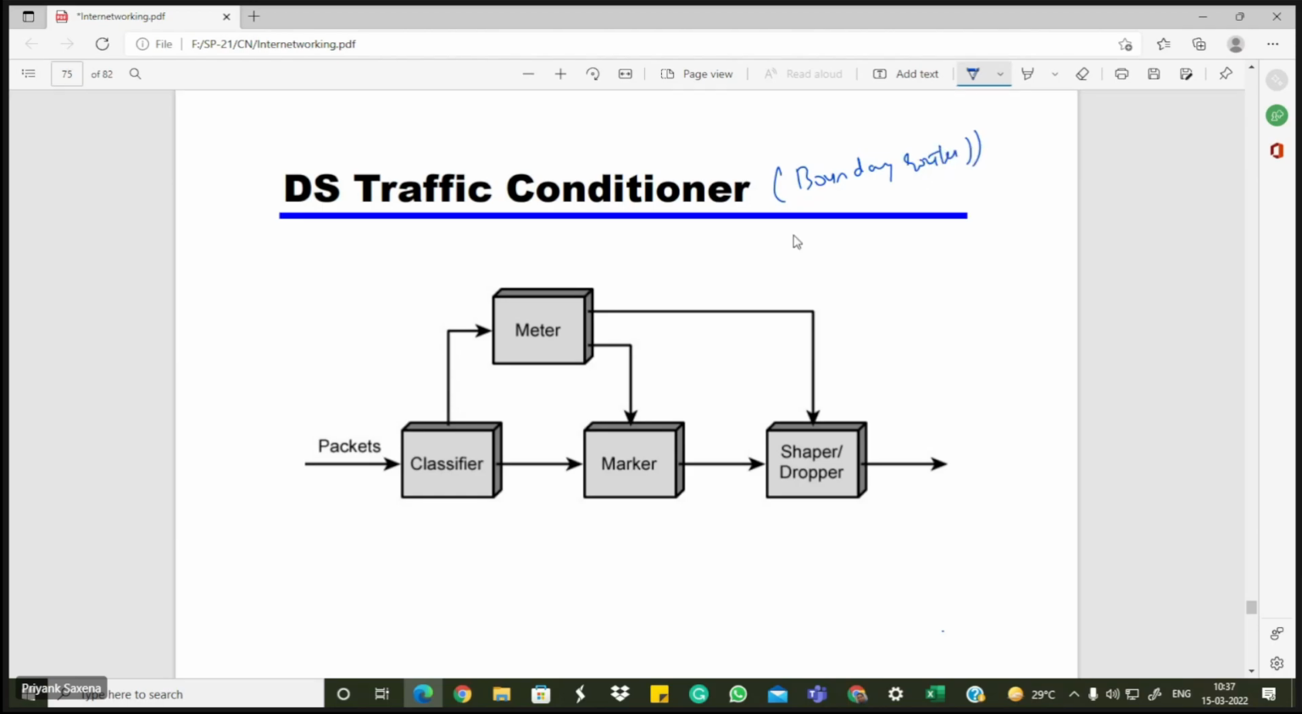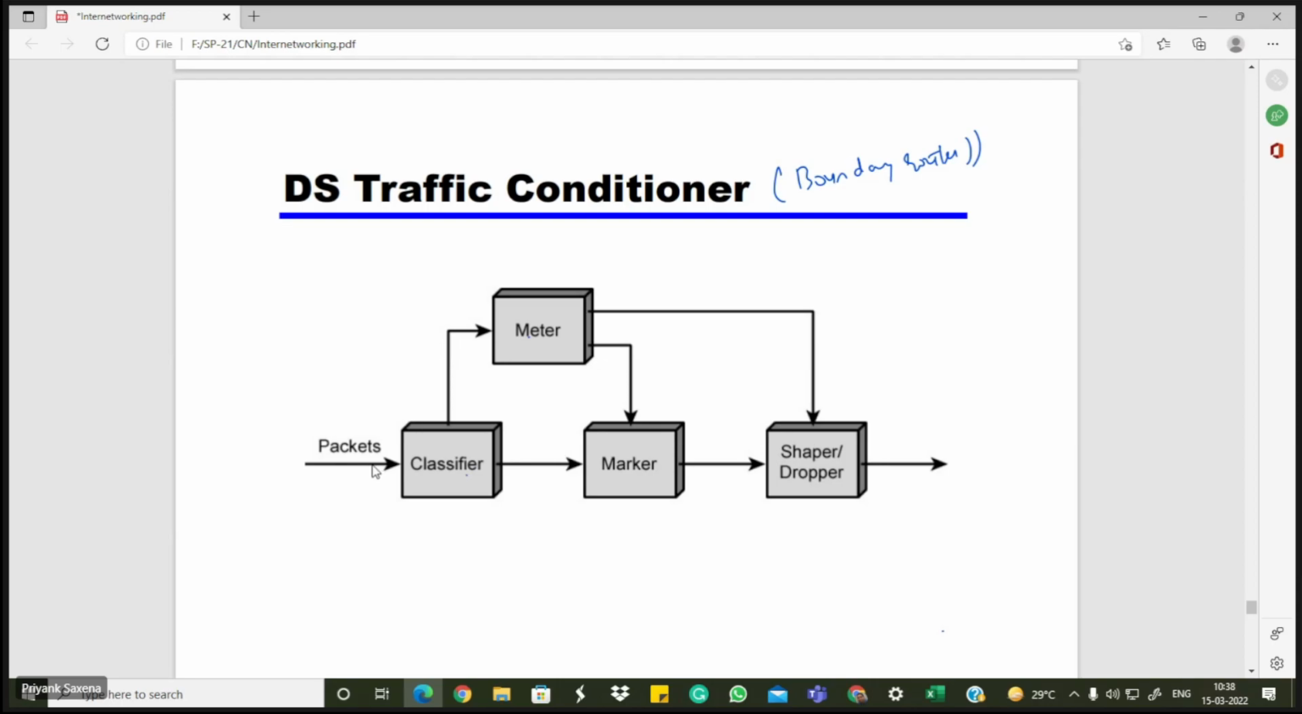As compared to this, the intermediate router simply performs the forwarding job. It takes the routing decision based on the class. The traffic conditioning function has five things: classifier, meter, marker, shaper, and dropper. When the packets are given to the boundary router, first the packets are classified into different classes based on the type of DS code point.